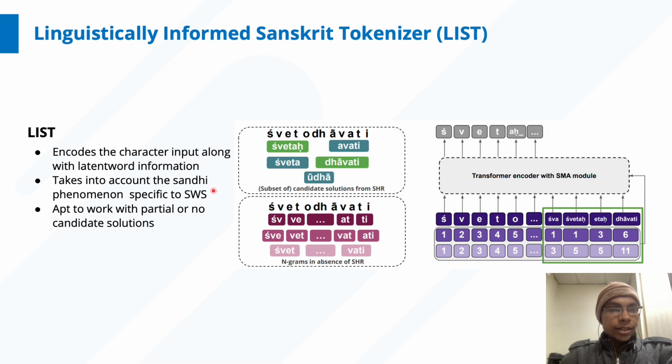It takes into account the Sandhi phenomenon specific to the tokenization, and is also apt to work with partial or no candidate space. So it's not necessary that we should have a complete candidate space with us. Even partial candidate space is fine. And in case we don't have such space, we can use n-grams as a proxy substitution for this lexical model.